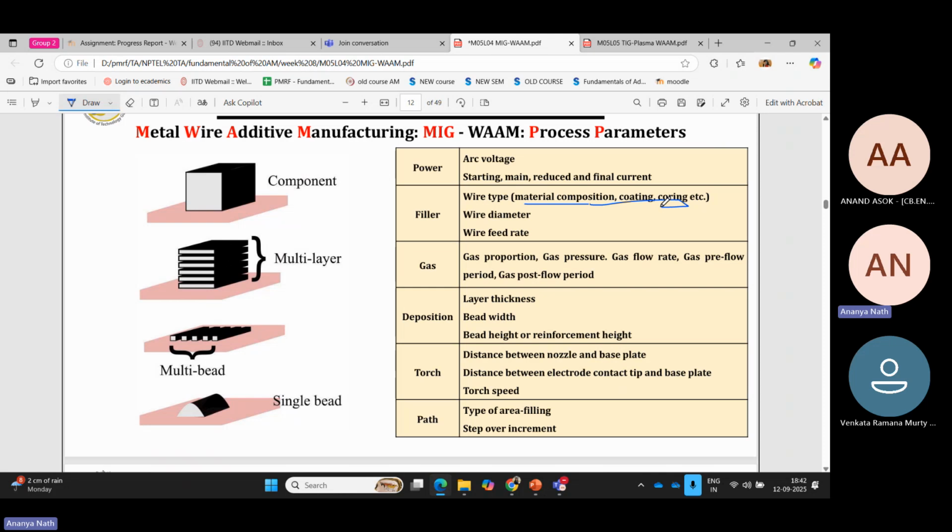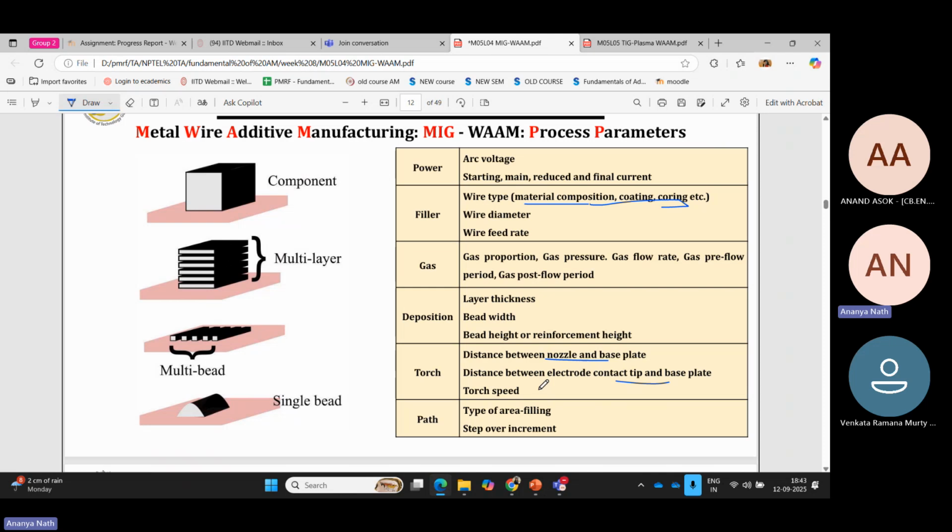Then the distance between the electrode contact tip and the base plate is another thing, because the wire comes out of the nozzle, and the whole wire is not melted, only the tip of the wire is melted. So this arc length is the distance between the contact tip and the base plate, and this is mainly the SOD. And torch speed is nothing but the deposition speed. If you remember the definition of deposition speed from FDM, this is the same as torch speed. Path. Actually, we use a term called arc length in welding. How can we relate that to this?